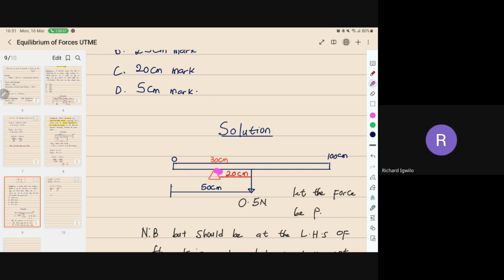Then I'm now looking for the distance between our center mark and that knife edge because the 0.5 is going to be at the center, which is at 50 centimeter. So now 50 minus 30 will give us the perpendicular distance between the weight and the knife edge. Does that make sense now? Isn't it?